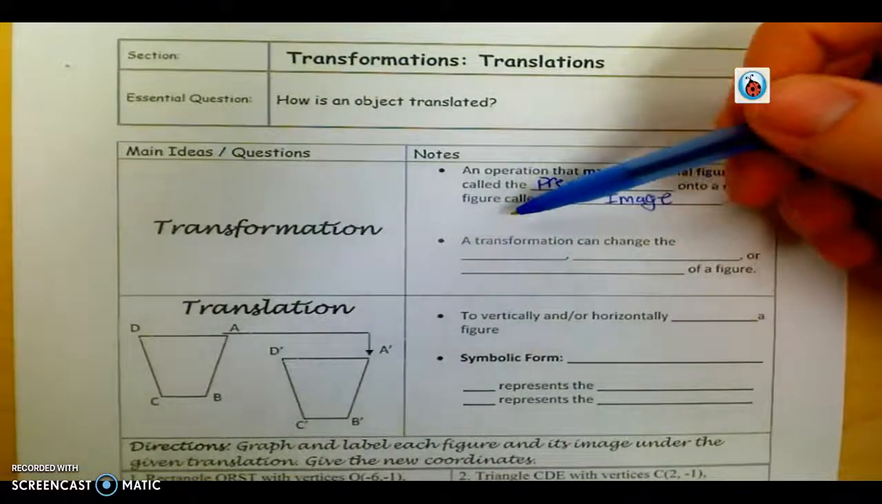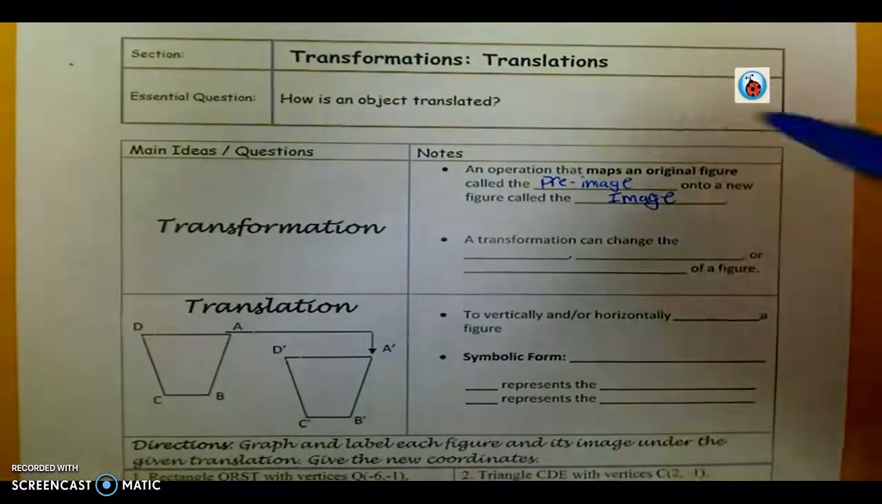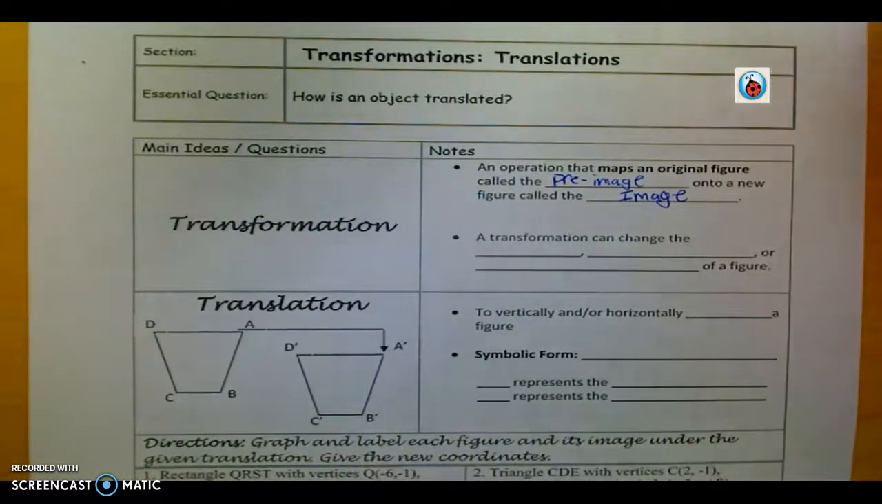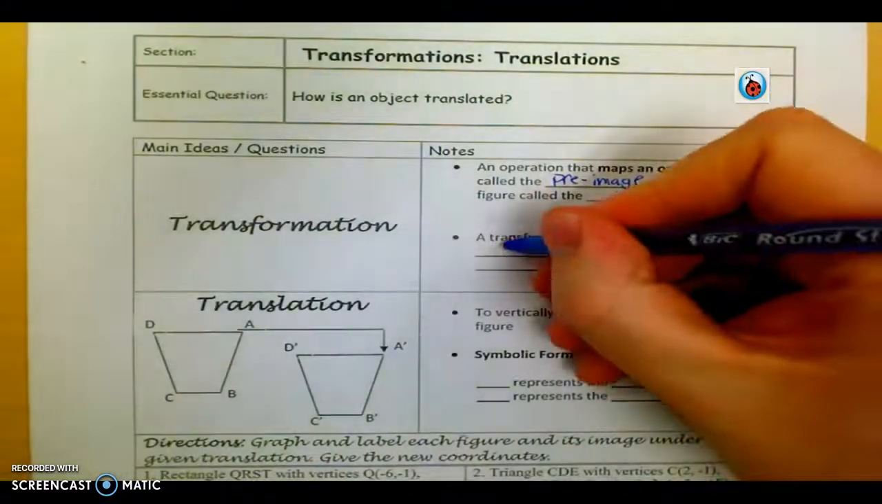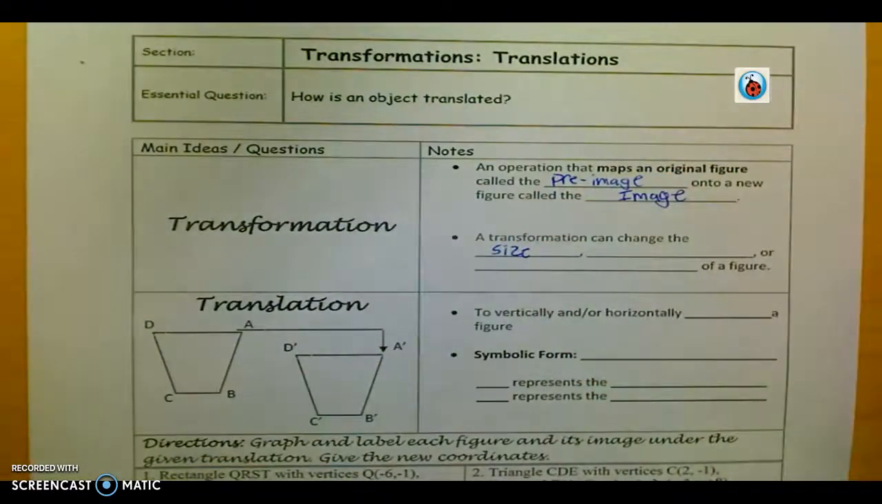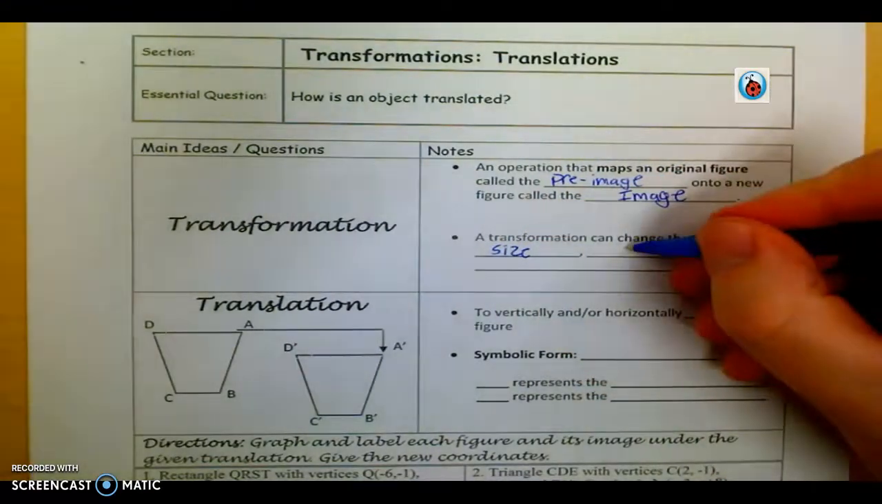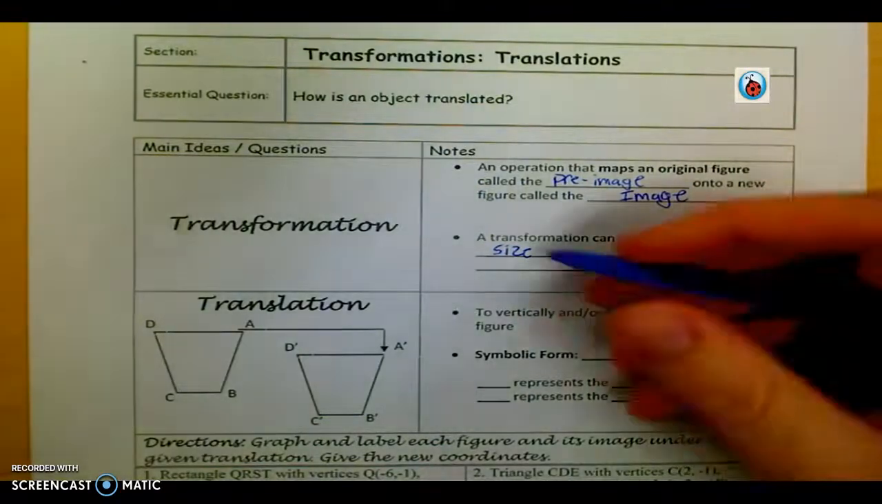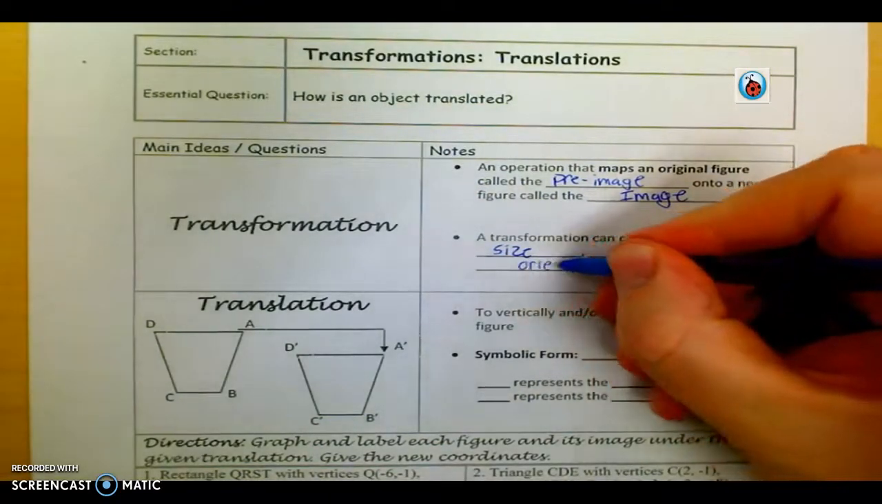A transformation can change 3 things. All right, one is not the shape. A triangle is going to stay a triangle. A rectangle is going to stay a rectangle. It's never going to change shapes. But it can change the size. It can change the position. Or it can change the orientation.